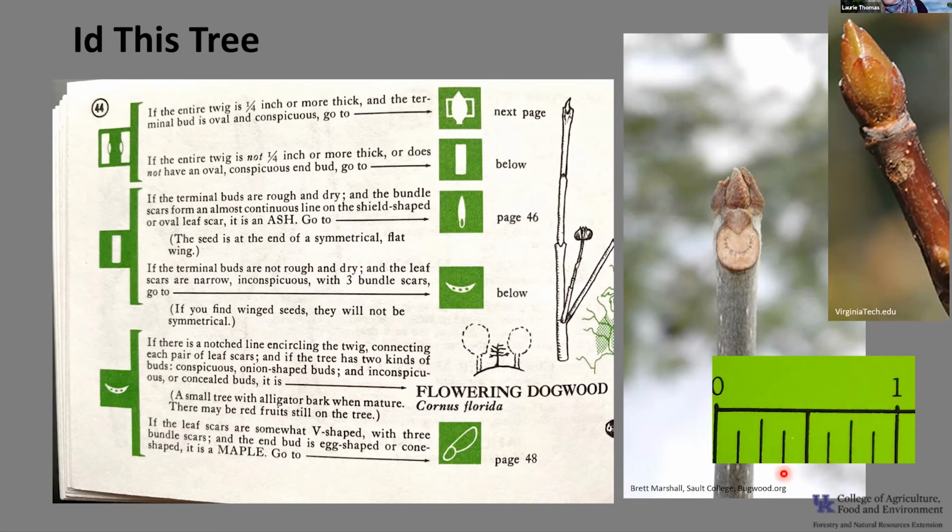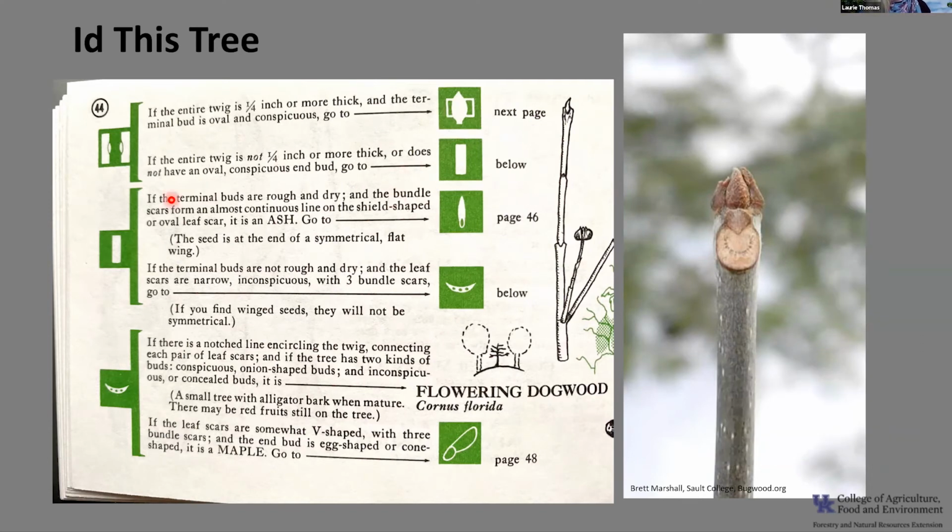When we look here, this is the 1/2 inch mark right there. And our twig is not quite 1/4 of an inch thick. So it doesn't meet that first criteria, and our bud is not a single terminal bud. In fact, it looks like we've got 3 up there. So we do not meet the criteria of the first statement. Instead, we meet the criteria of the second statement.